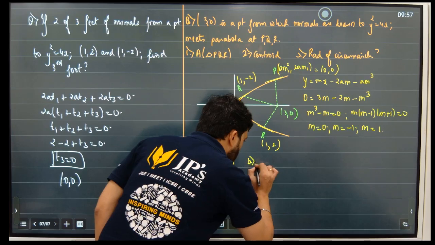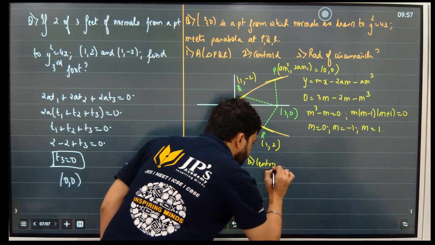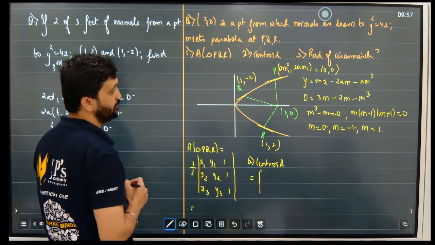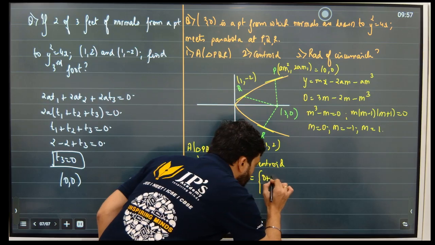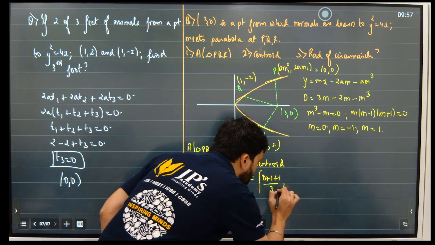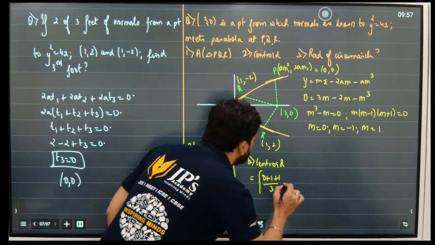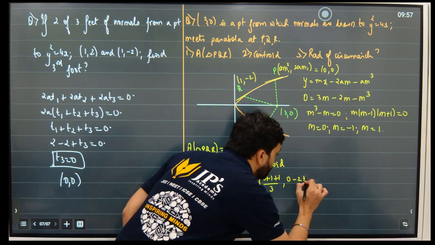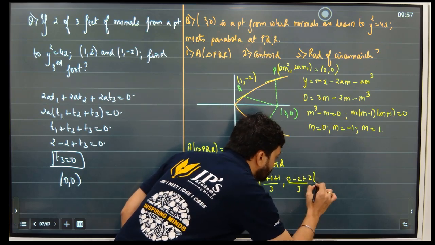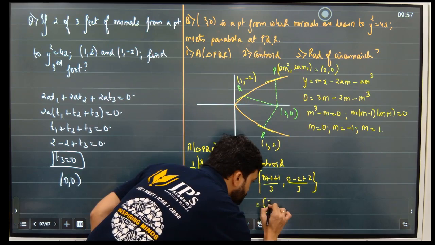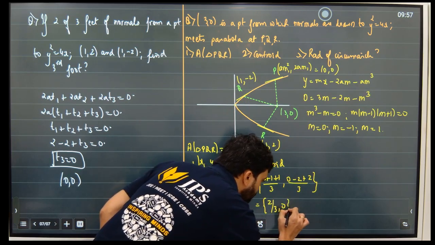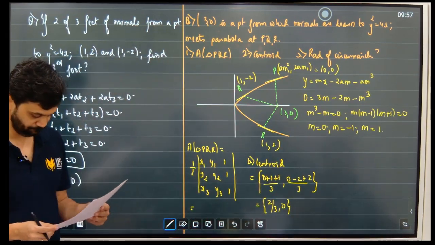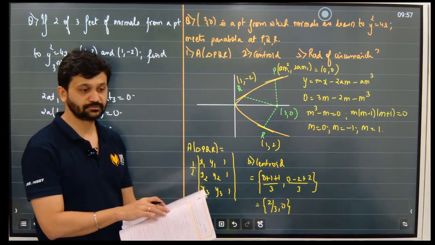Second part is the centroid. The centroid formula is you have to add all the x coordinates. So 0 plus 1 plus 1 upon 3, comma 0 minus 2 plus 2 upon 3. So my coordinate becomes 2 by 3, 0. The third part, you will tell me how you will solve this sum. Has everybody understood this?